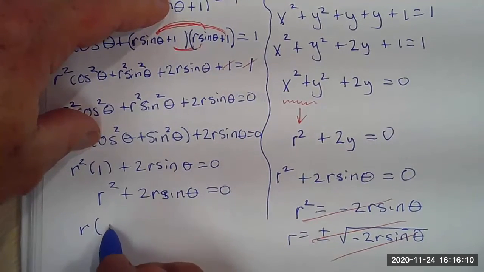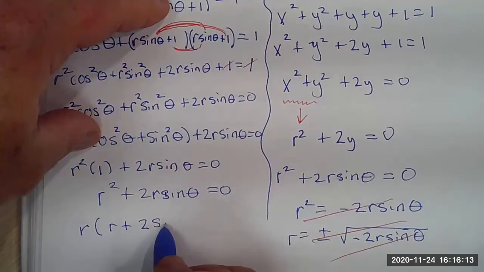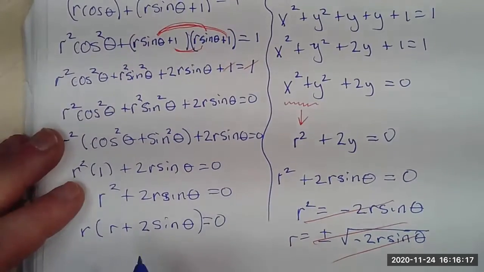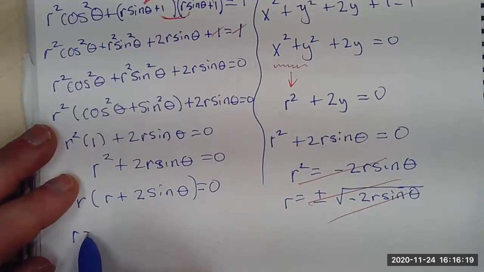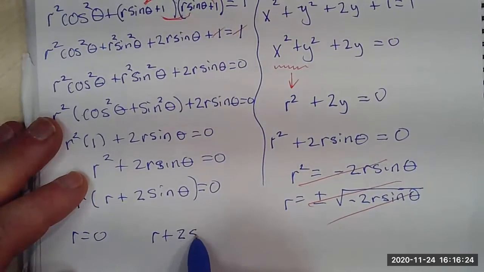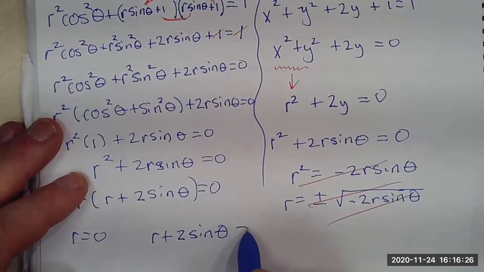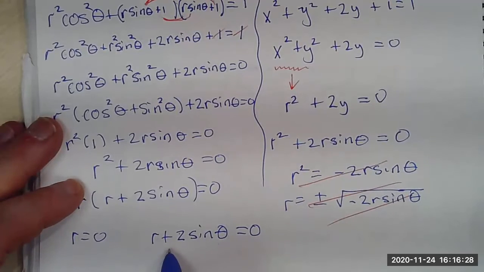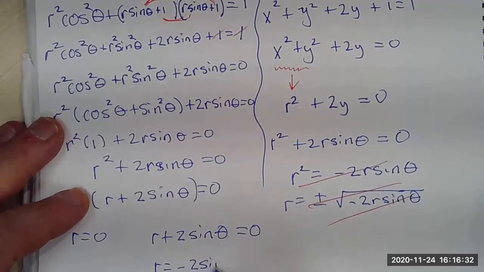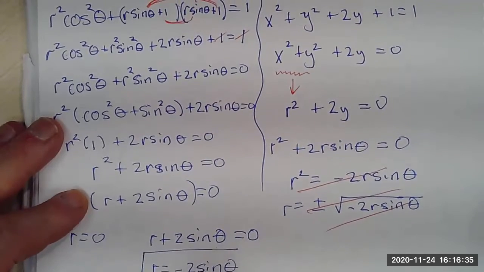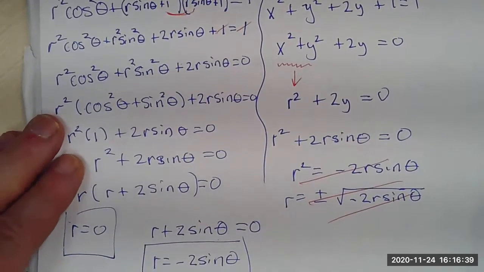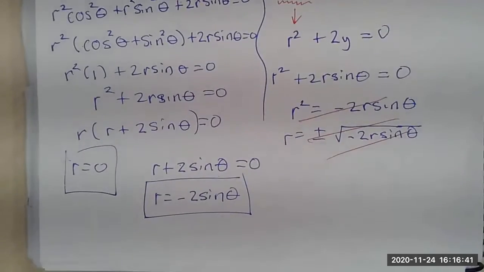So r(r + 2 sin θ) = 0. That means, in algebra, r = 0. In algebra, r + 2 sin θ is also equal to 0. Solve for r: r equals negative 2 sin θ. And in your textbook, those are your equations. That's it.